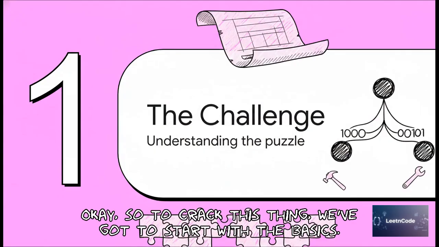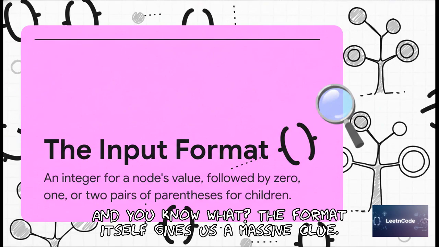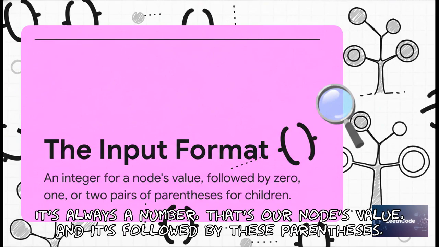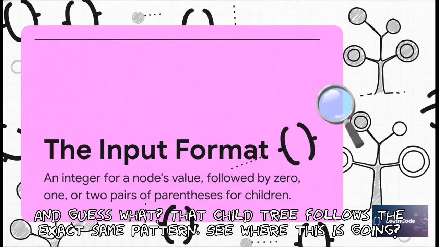Okay, so to crack this thing, we've got to start with the basics. We need to really understand the blueprint, the rules of the game for this weird string format. And you know what? The format itself gives us a massive clue. It's always a number, that's our node's value, and it's followed by these parentheses. And here's the key. Each set of parentheses contains a complete child tree. And guess what? That child tree follows the exact same pattern. See where this is going?